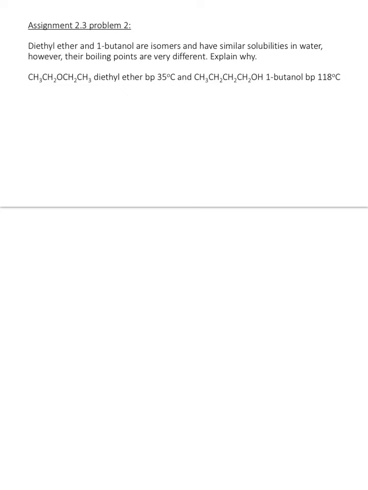Now, the reason why the dipoles are important is because they determine the properties. So properties are your solubilities, boiling points, different ways these molecules interact with other materials and each other. So this ether here looks like this, and that's diethyl ether, and this is butanol.